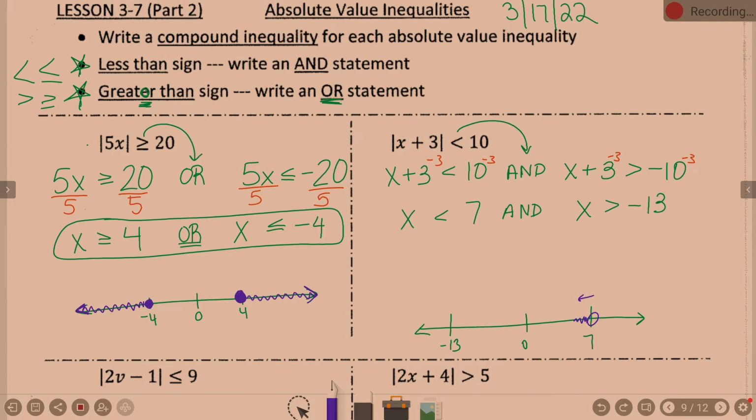So now, x greater than negative 13. We go to negative 13, we put an open circle. Which way do we shade from negative 13? To the right. Where's my shading going to overlap? At 0. Not just 0, but in general. The whole thing, in between. So my typical shading on an AND statement has the shading in between.